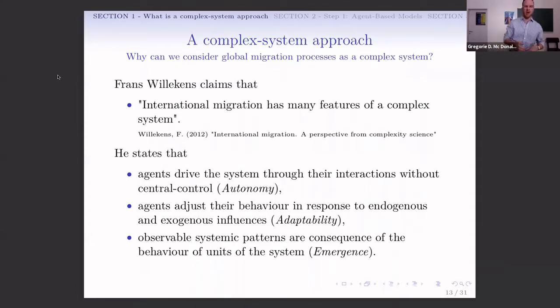Well, Frans Willekens, an important migration scientist, claims that international migration has many features of a complex system. He states that agents drive the system through their interactions without central control. So they have the characteristic of autonomy. Agents adjust their behavior in response to endogenous and exogenous influences, which is adaptability. And finally, observable systematic patterns are a consequence of the behavior of units of the system, which is emergence. So you can see that there's a focus, according to that author, on the lower level, on the basis of the states of the agents and their interactions that give rise to emerging, interesting, new kinds of behaviors.